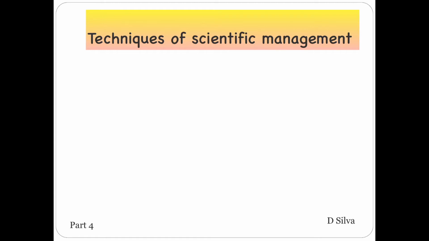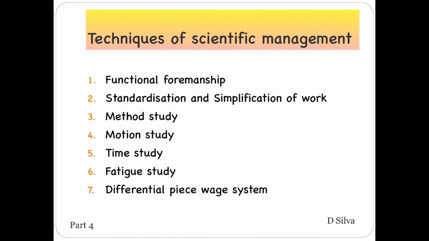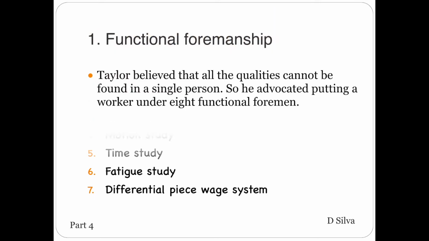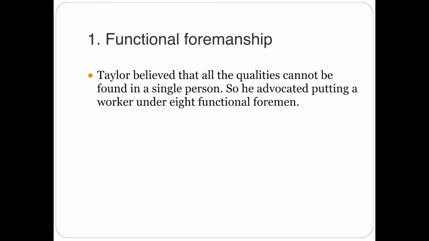Hello students, today we are going to discuss the techniques of scientific management propounded by F.W. Taylor. Functional foremanship: Taylor believed that all the qualities cannot be found in a single person. So he advocated putting workers under 8 functional foremen.